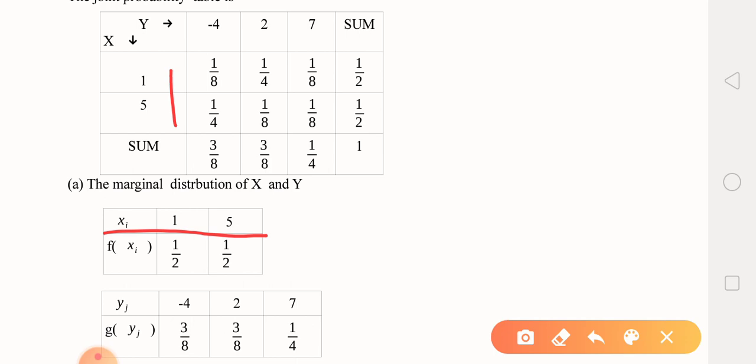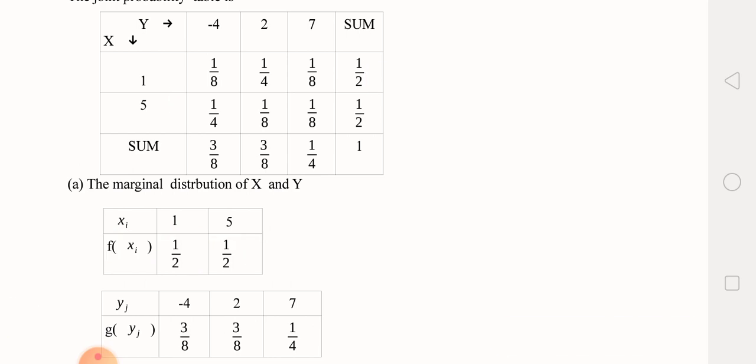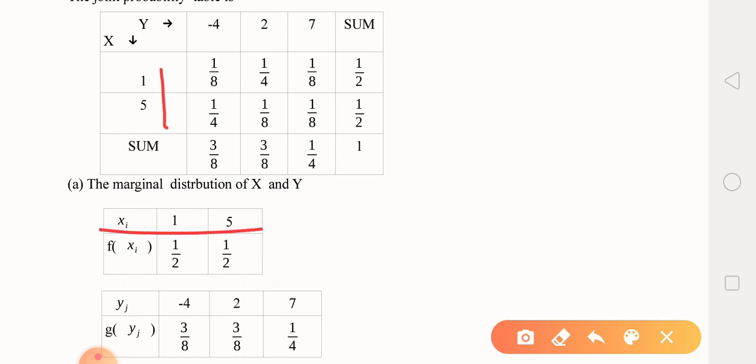The marginal distribution of x has the notation f of x. So xi and f of xi. When x equal to 1, half is the marginal distribution right here. And when x equal to 5, again half is the marginal distribution right here. So this gives the marginal distribution of x. So x values in the first row and the sum in the second row give the marginal distribution of x.